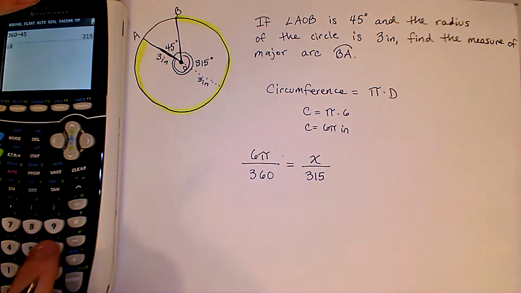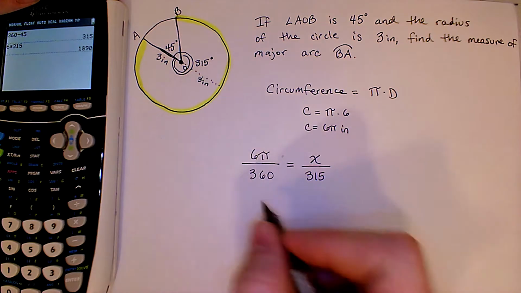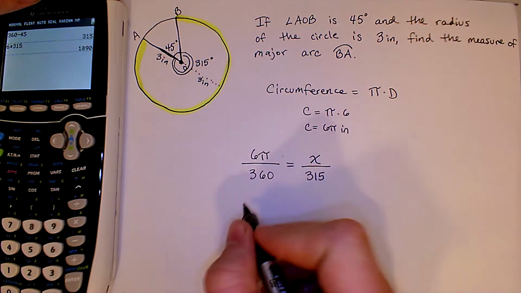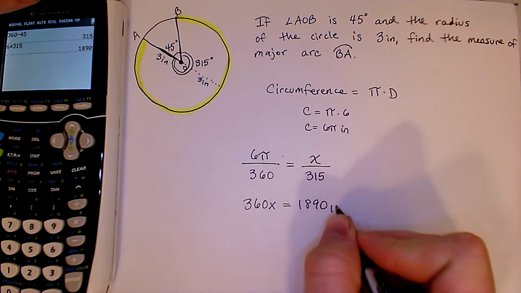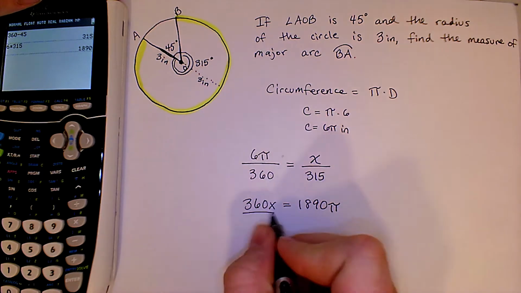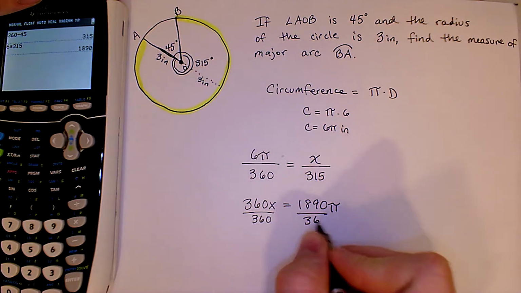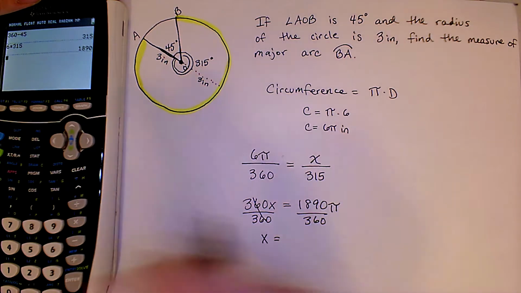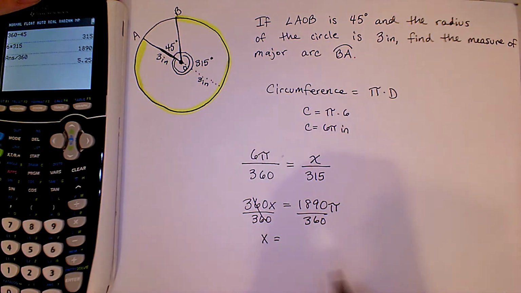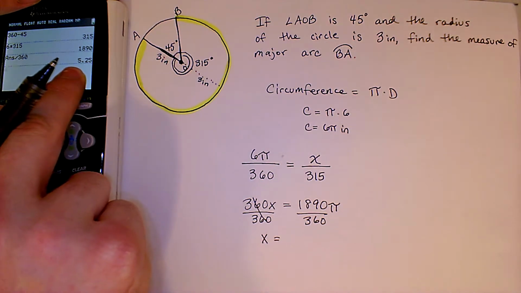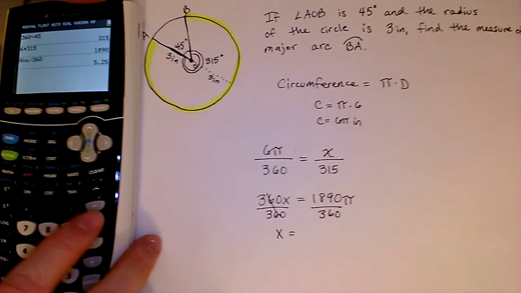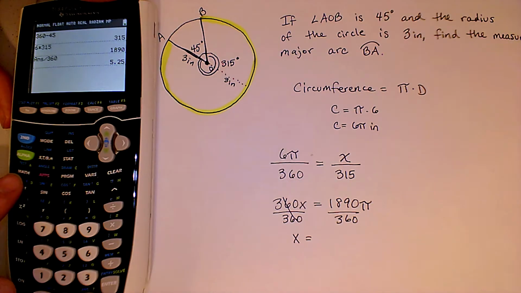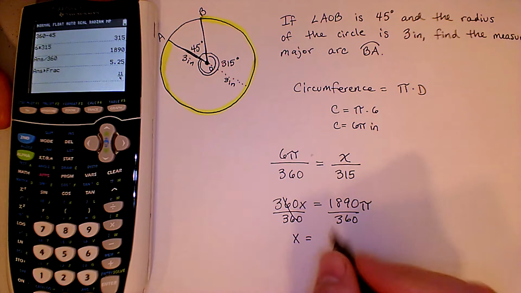So I'm going to take 6 times 315, which gives me 1,890. So 360 times x is 360x equals 1,890 pi. And then I can divide by 360. That gives me x equals, divide by 360, I get 5.25 or 5 1/4. To figure out exactly what that is as a fraction, I can hit the math key, which, let me slide this in here, is right here. I can hit math, frac, enter, and this comes out to 21/4.